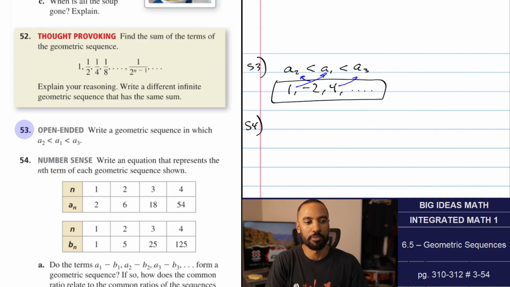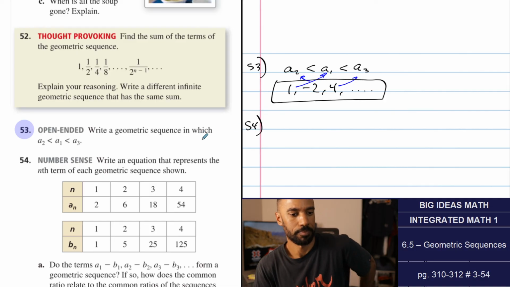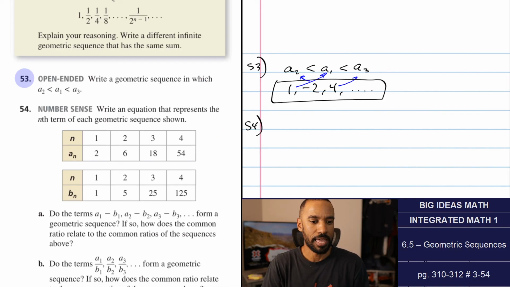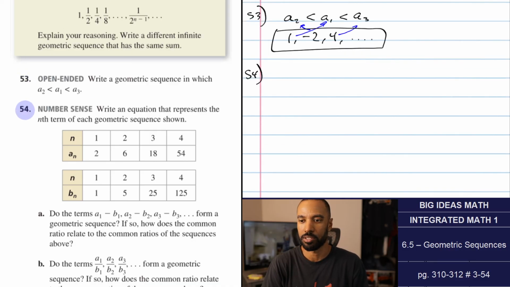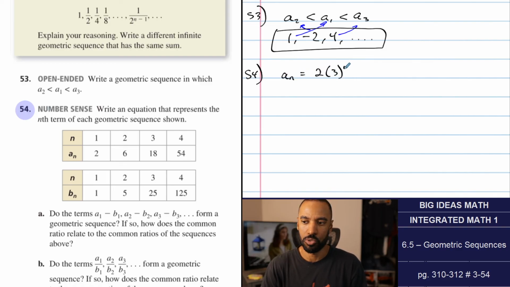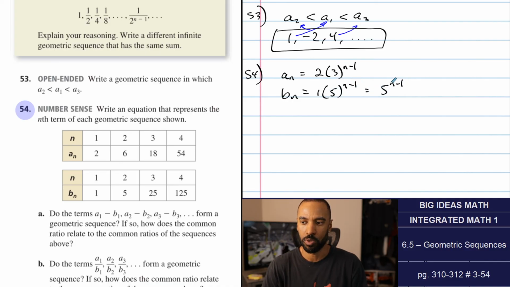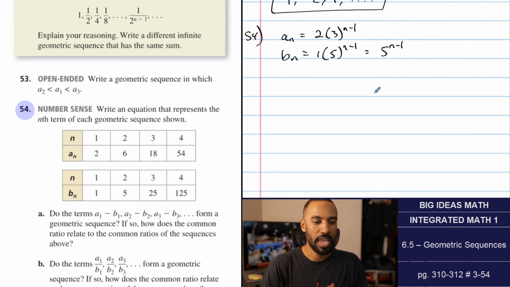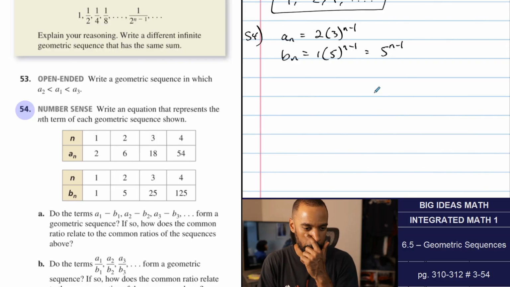Excuse me. The last question, number 54, on number sense, says, write an equation that represents the nth term of each geometric sequence shown. We have a sub n and b sub n. Okay, nice. So a sub n, I have a common ratio of 3 with the first term of 2 that looks like that. And b sub n, I have a first term of 1 and a common ratio of 5 like that. You can also turn it into just 5 to the n minus 1 power. It's up to you. It says, do the terms a sub 1 minus b sub 1, a sub 2 minus b sub 2, etc. form a geometric sequence?